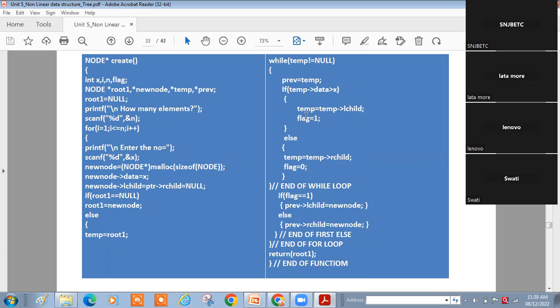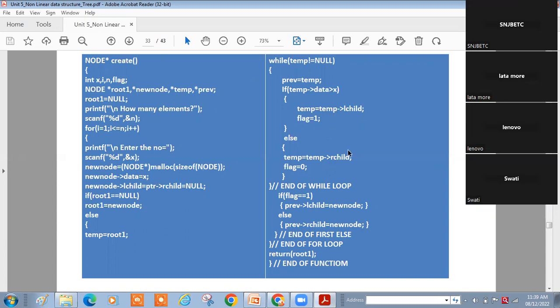If it is flag 1, then on the left hand side you have to create a new node, and if it is on the right hand side, you have to create the new node on the right hand side. By calling this function, we are calling it as new node. For creating the new node, again it will move to this function. In this particular function I am calling this, that's why it is recursion.